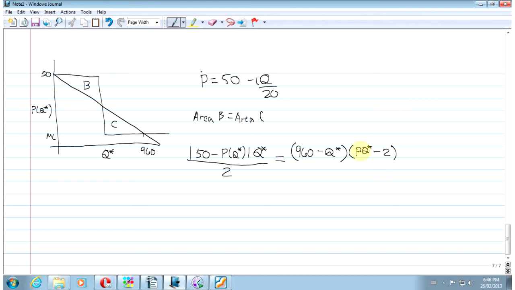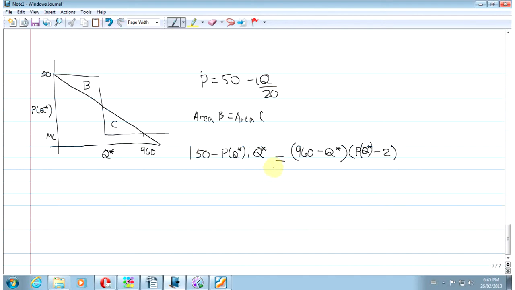So I know that P of Q star is going to be greater than 2, so the absolute value is not as important there. The absolute value is going to be important because I'm going to cancel something out. And if you don't have an absolute value sign, then you wind up with a really weird, bad answer. To start off, this side is also divided by 2, so I'm just going to multiply both sides by 2 and get rid of those.